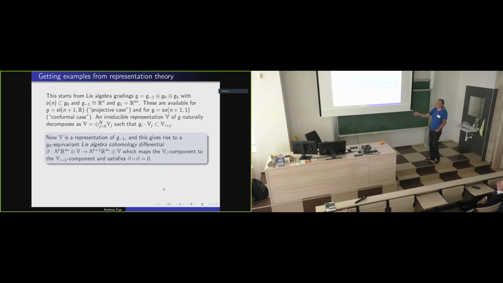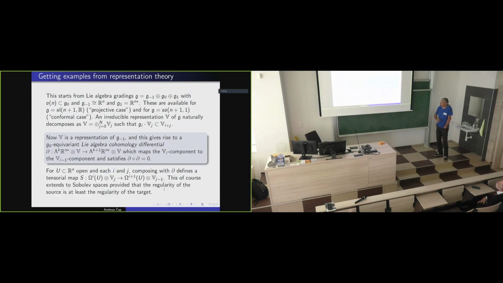Yeah, and that's just the usual delta that I denote here, mapping K's exterior power of Rn star tensor V to K plus first exterior power of Rn star tensor V. But this has the property that it maps the Vi component to the Vi minus 1 component. Is it Vi minus 1 or Vi plus 1? I'm not sure. Anyway, it works out right. And of course, it satisfies del composed with del is 0 because it's a Lie algebra cohomology differential.